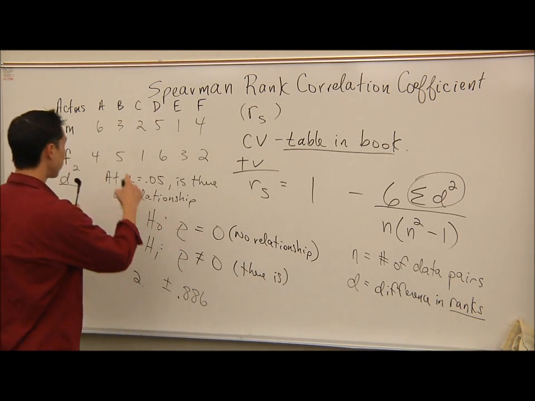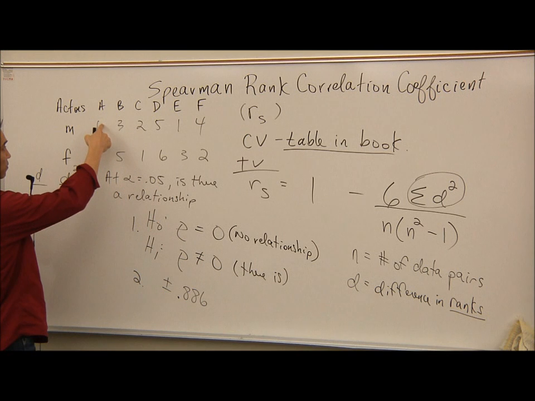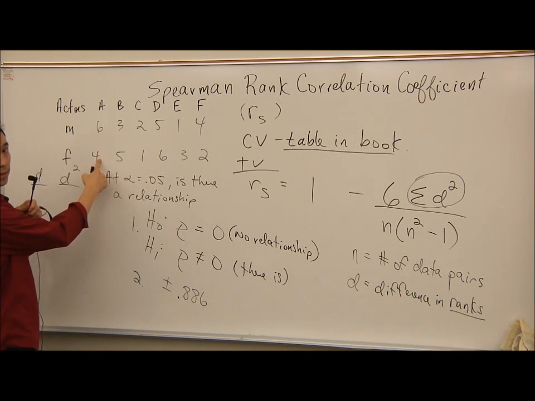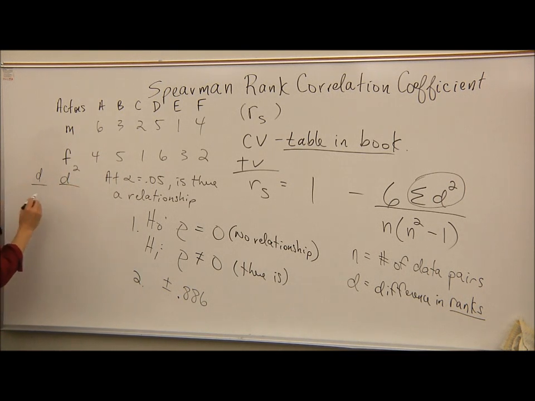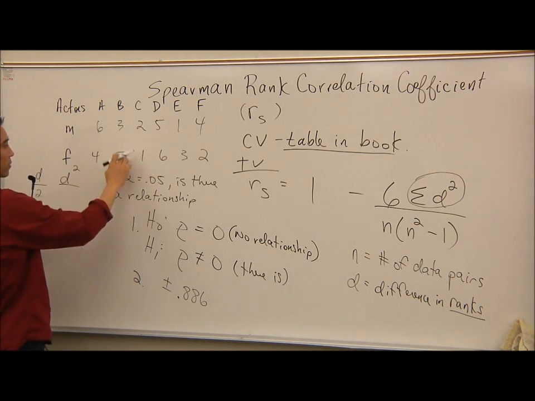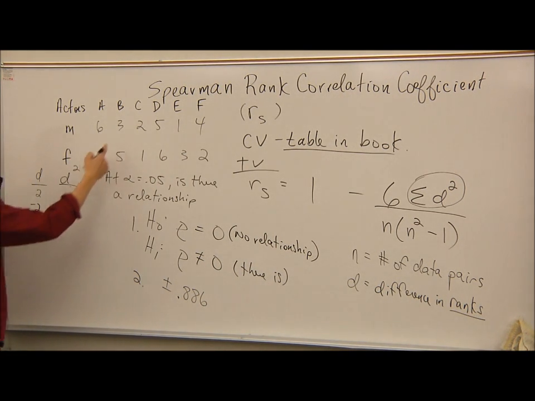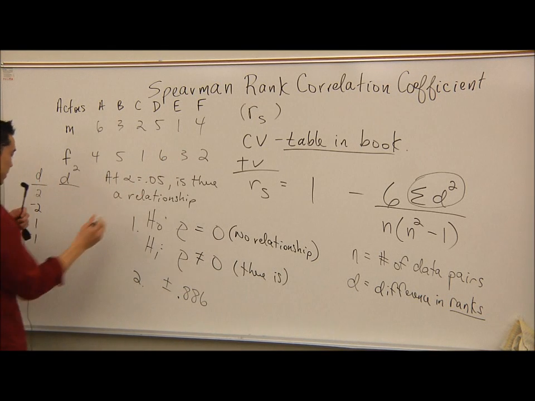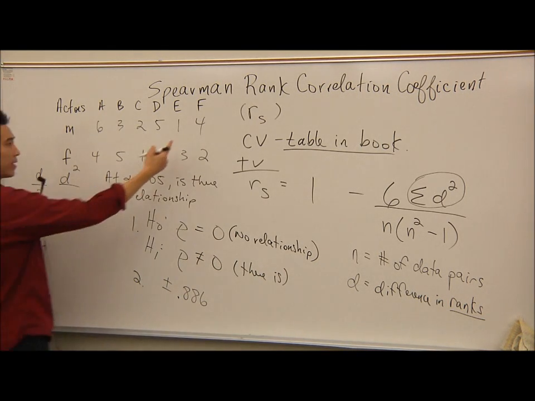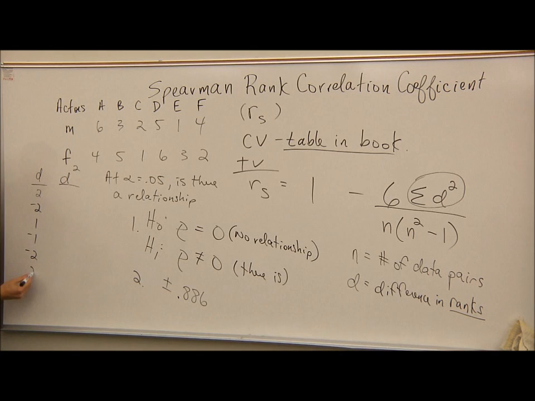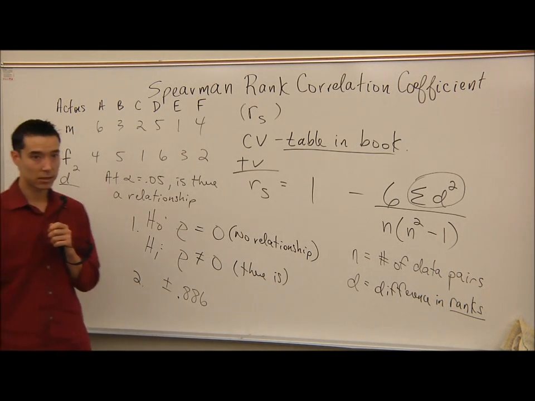If you look at the first one, the males rank this 6th, and the females rank this 4th. These are rankings. So what's the difference in the ranks? What is 6 minus 4? 2. Everybody with me on that? So go through and do the difference in the ranks. 3 minus 5 is negative 2. The next one's 2 minus 1, which is positive 1. 5 minus 6 is negative 1. 1 minus 3 is negative 2. And 4 minus 2 is positive 2. So those are my differences.